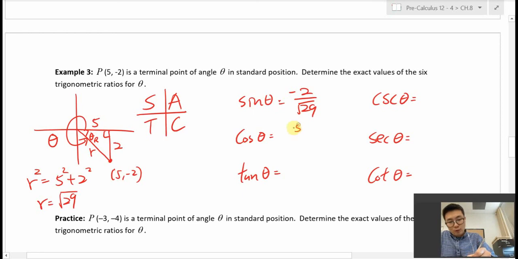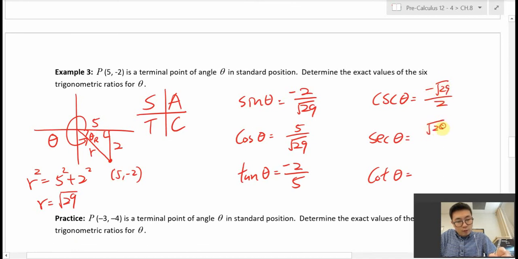Cosine is adjacent over hypotenuse. In the fourth quadrant, cosine is positive. Tangent is opposite over adjacent. But in the fourth quadrant, tangent is negative. Again, for the reciprocals, cosecant is simply going to be negative root 29 over 2. Secant is going to be root 29 over 5. Cotangent is going to be negative 5 over 2. Okay, so that's example 3.